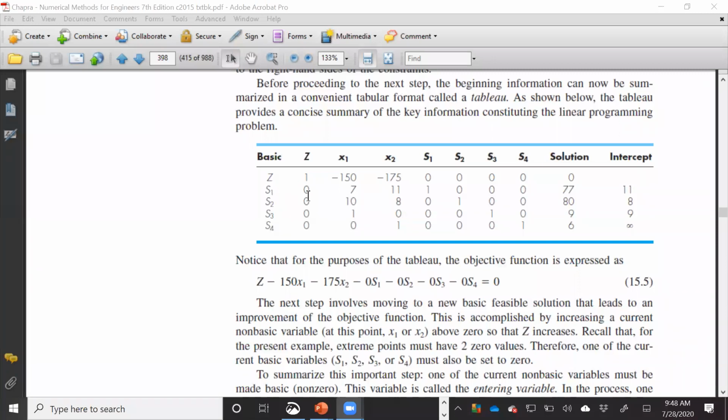And then next, you just fill in the second equation. The solution is 77, and then S2's solution is 80, S3 is 9, and S4 is 6, which means X2 must be less than or equal to 6, X1 must be less than or equal to 9. So that is the solution. So how do you get the intercept?